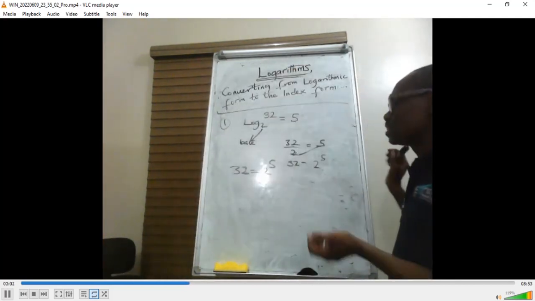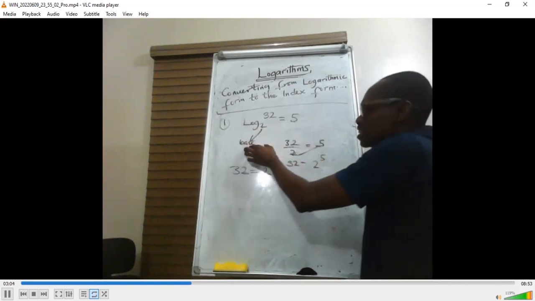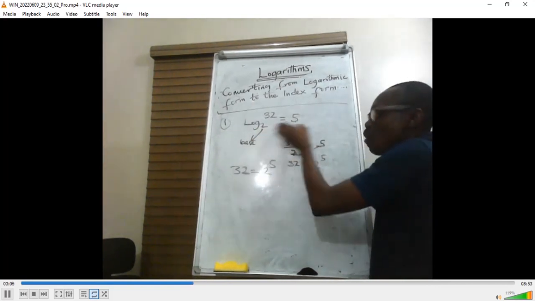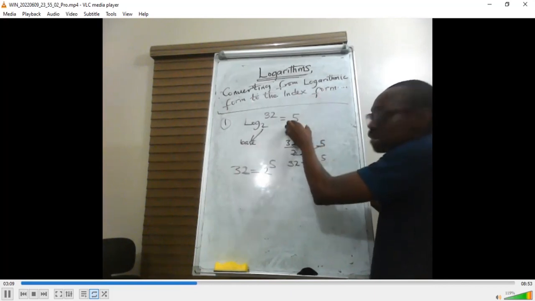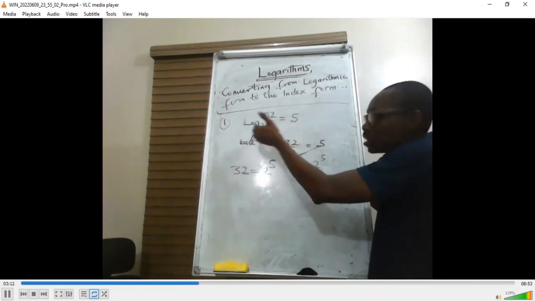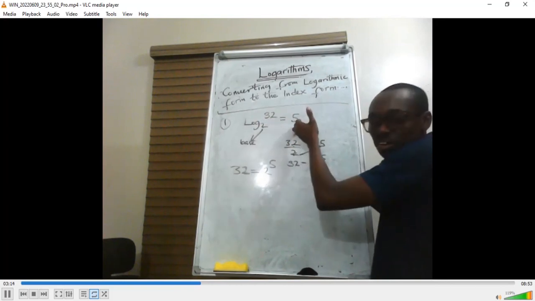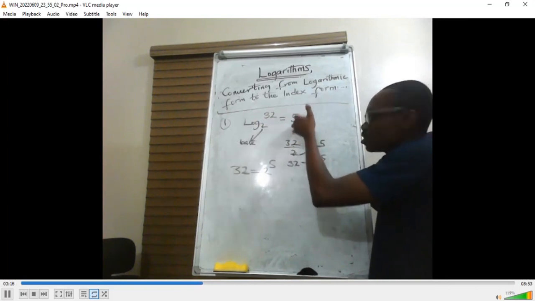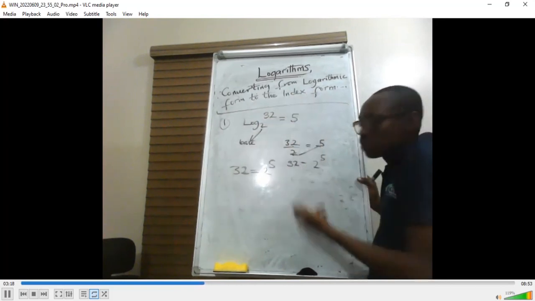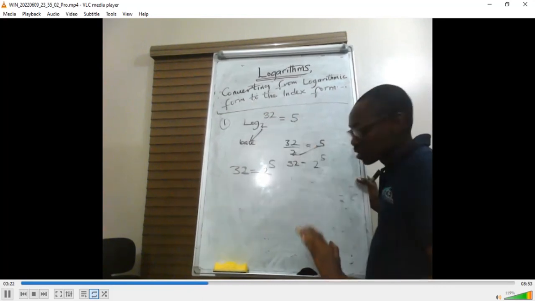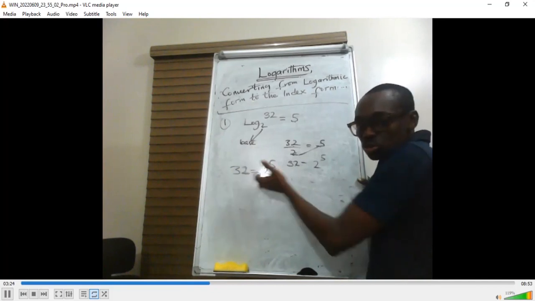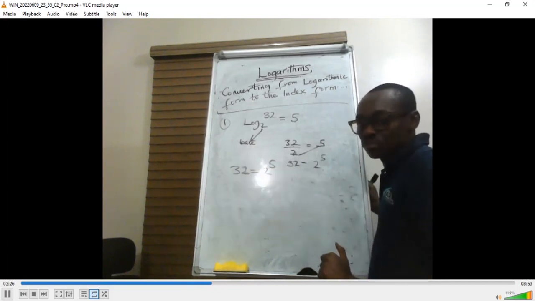It's very easy. Identify the base. Then the base will move over and carry the number that is left alone, which in this case is 5. The base 2 remains the base when you're converting to your index form. So it will be raised to 5, 2 raised to the power 5. 32 is left alone. So you have 32 is equal to 2 raised to the power 5. That is the index form.